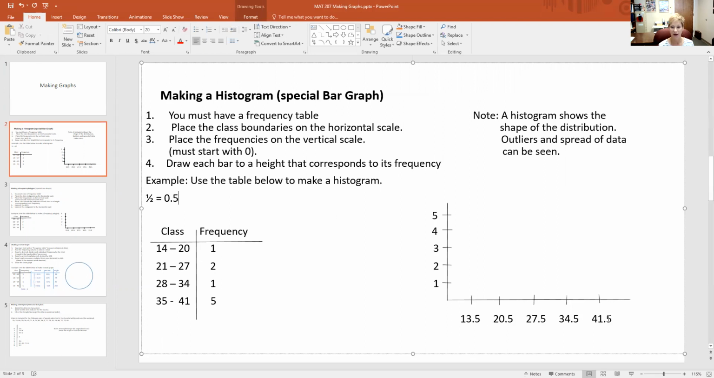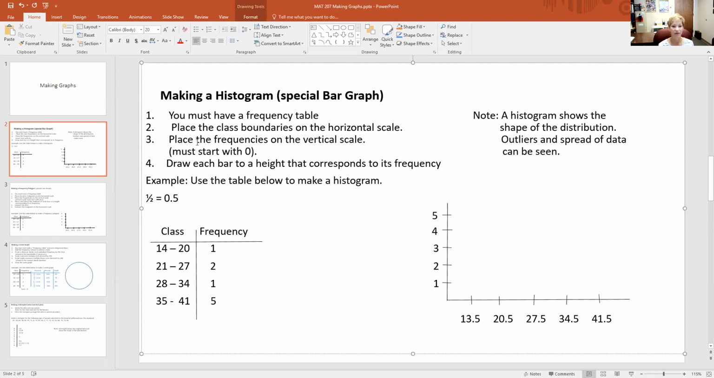So that's why these are the numbers that are over here. These are my boundaries. I don't put the same number twice. Like the upper boundary for your first class is 20.5 and the lower boundary for your second class is 20.5. They should match, but I don't put it down twice. So I write down all of my boundaries on my horizontal scale.